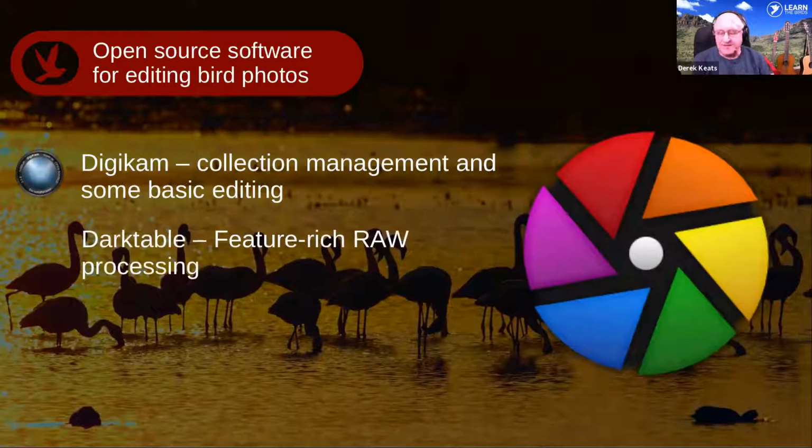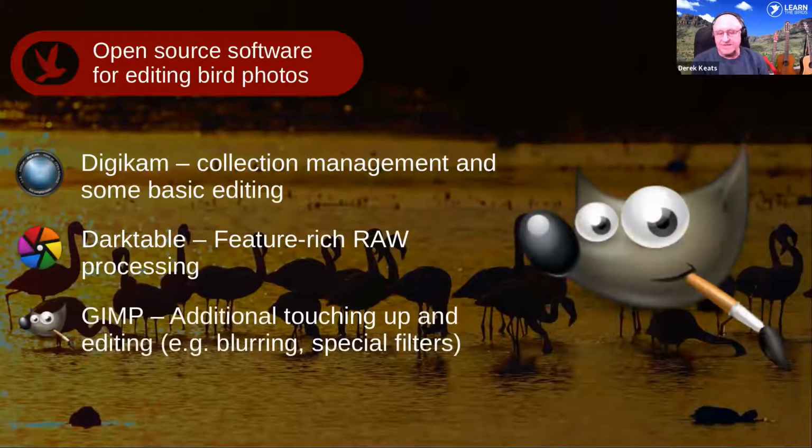Then Darktable is a very feature-rich raw processing tool. I've never used Lightroom, but I've watched other people use it, and I can tell you that this is a significant improvement on Lightroom. It's got a lot more features, a lot more functionality, a lot more capability. Of course, it may also be slightly harder to use because it's got more capability. And then GIMP, which stands for GNU Image Manipulation Program.